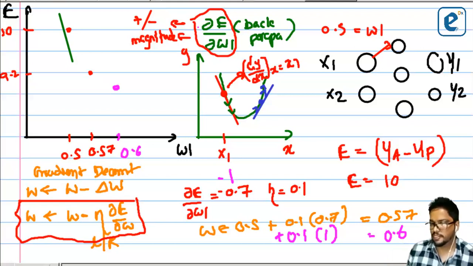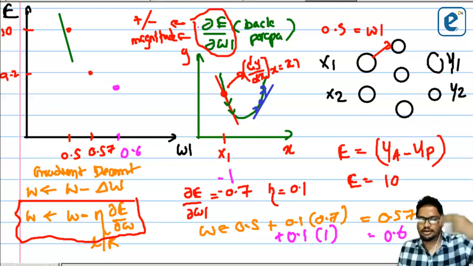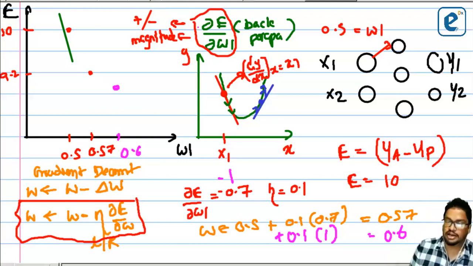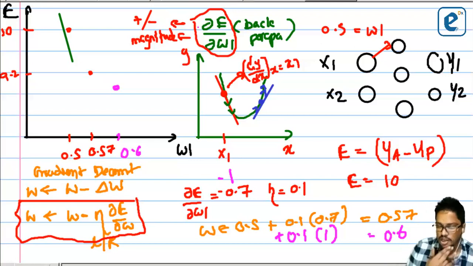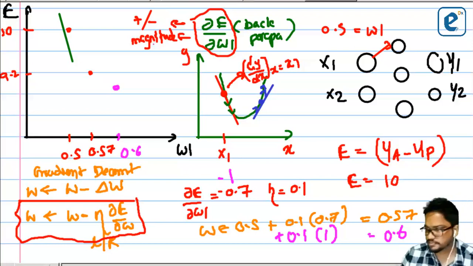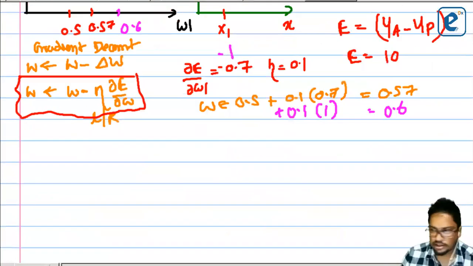Understood? Right? So that means the gradient decides two things: whether it's going to be an increment or a decrement in the weight, and the magnitude of the weight adjustment, right? So the gradient is going to decide both of those two. Understood? Okay, now with that, what I want to highlight then, right?